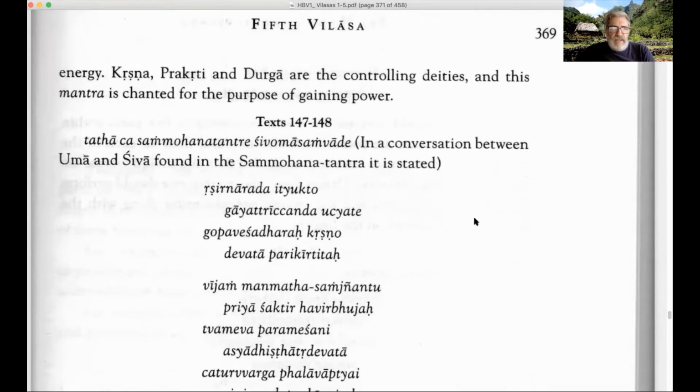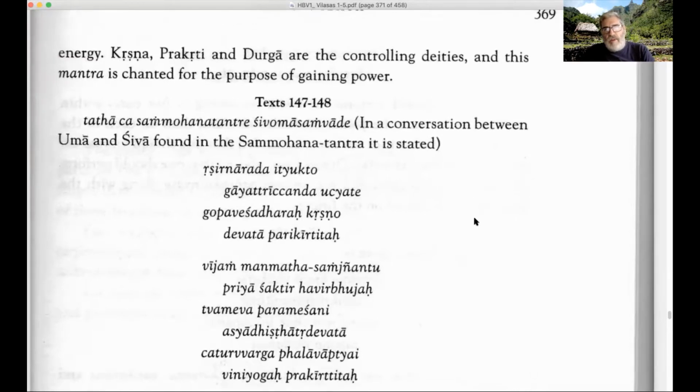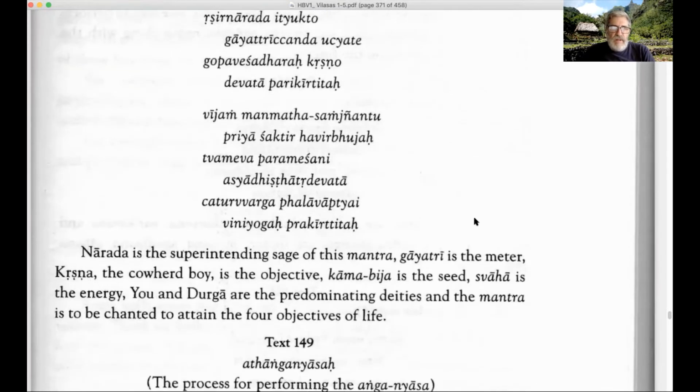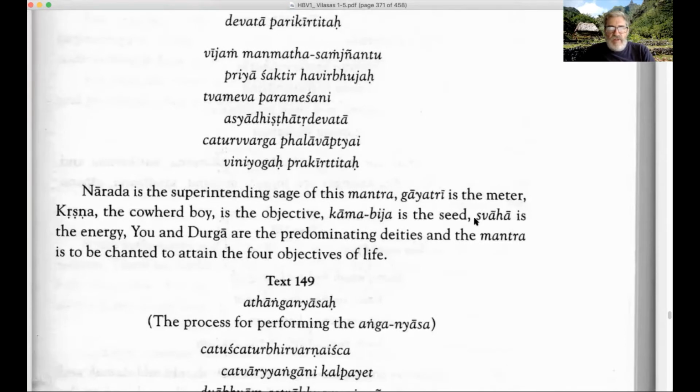The next gives us an alternative. We have an alternative form of the mantra nyasa for the Gopal Mantra, which comes from the Samohan Tantra in a conversation between Lord Shiva and his wife Parvati, here called Uma, and that is given in texts 147 to 148. So here we have Narada as the superintending sage of this mantra. Gayatri is the meter. Krishna the cowherd boy is the objective. Kama Bija is the seed, which is the same, Klim. Swaha is the energy, or the Shakti. Uma and Durga are the predominating deities, and the mantra is to be chanted to attain the four objectives of life.